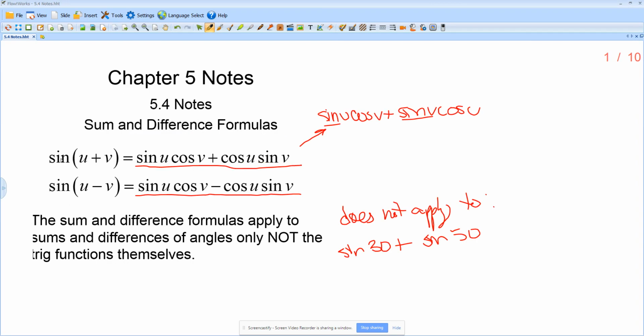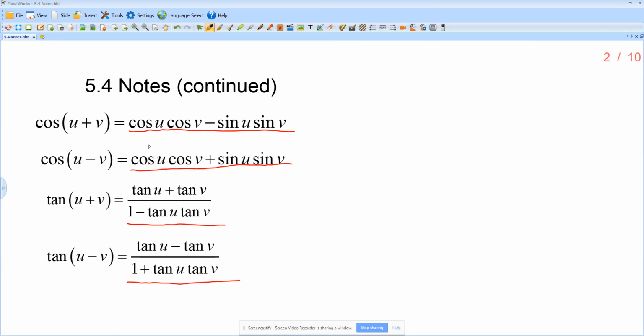But if you have this sine of u plus v one down, these are almost identical. The only thing that's switching is the sign. Cosine, if you have down where the structure of it is, the only thing that's changing is positives and negatives. Same thing with tangent. The only thing changing is positives and negatives. So as long as you know one of them, then you're going to know the other one just by default.